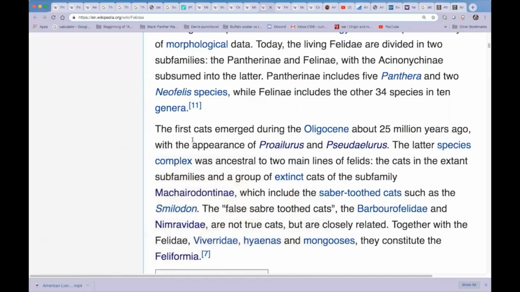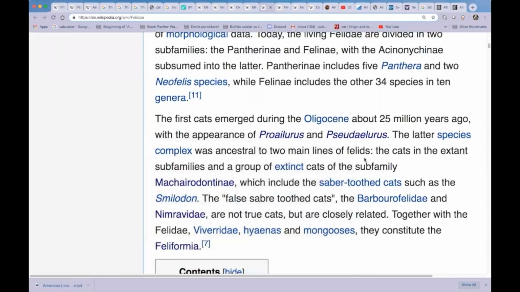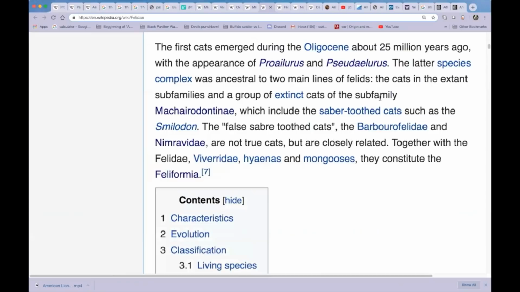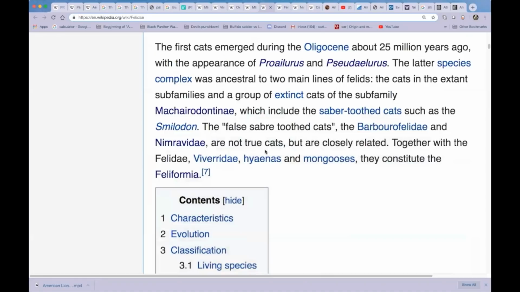So it says here that the first cats emerged during the Oligocene about 25 million years ago with the appearance of Proailurus and Pseudaelurus. The latter species complex was ancestral to two main lines of felids: the cats in the extant subfamilies and a group of extinct cats of the subfamily Machairodontinae, which include the saber-toothed cats such as Smilodon, and the false saber-toothed cats, the Barbourofelidae and Nimravidae, which are not true cats but are closely related.